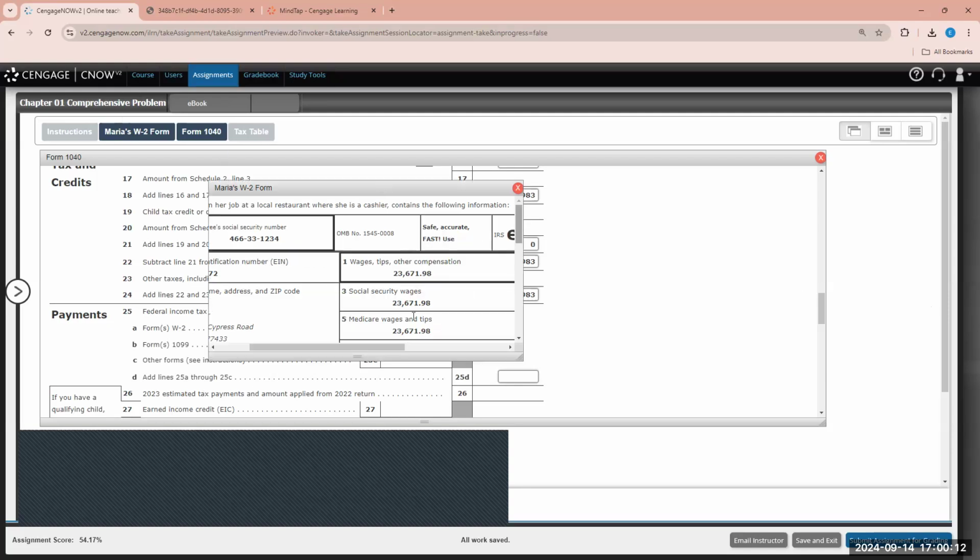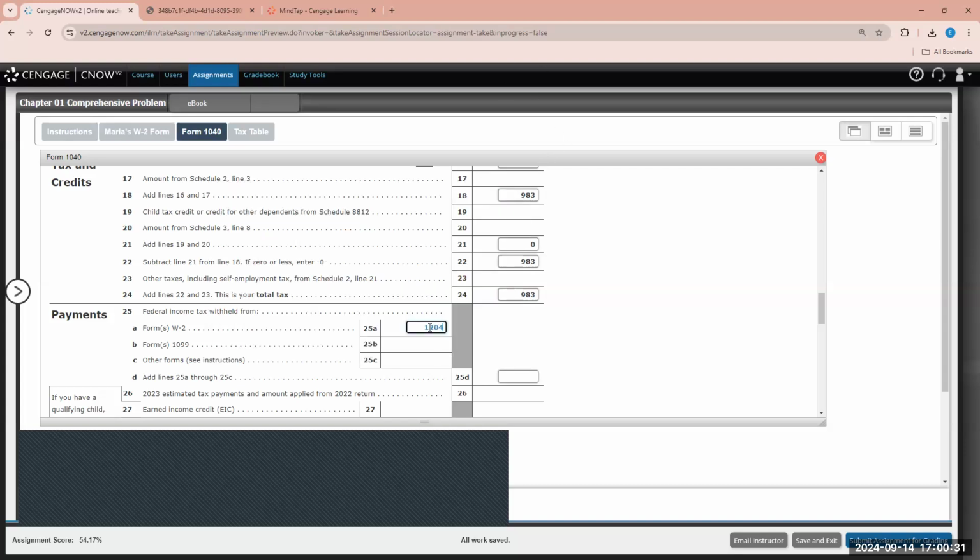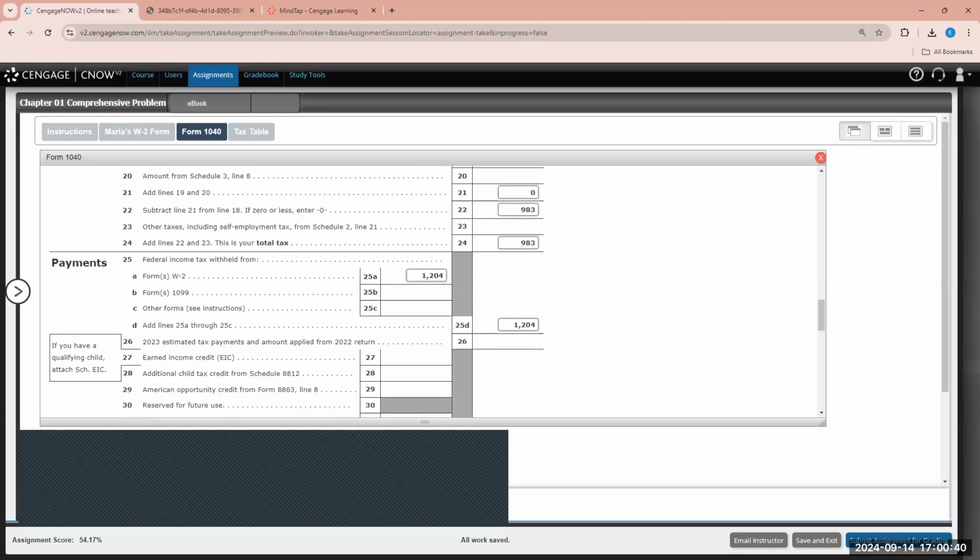So we go back to our W-2 form, and we see that on line 2, box 2, Maria had $1,203.69 of federal income taxes withheld. Again, we know we need to round, so it will be 1,204. So 1,204 from the Form W-2. There were no other taxes withheld, so 1,204.